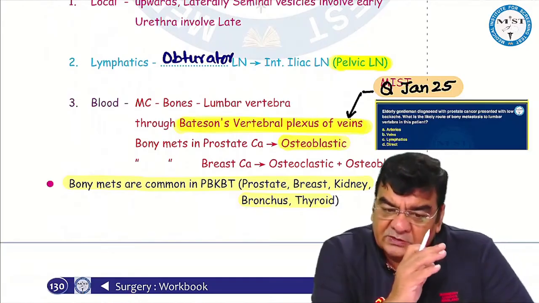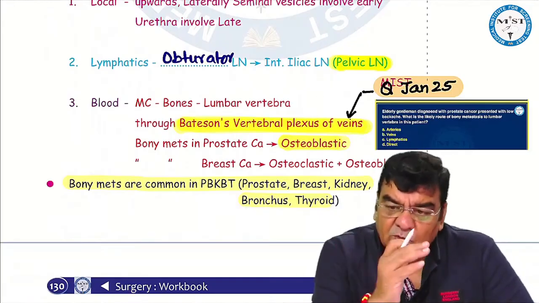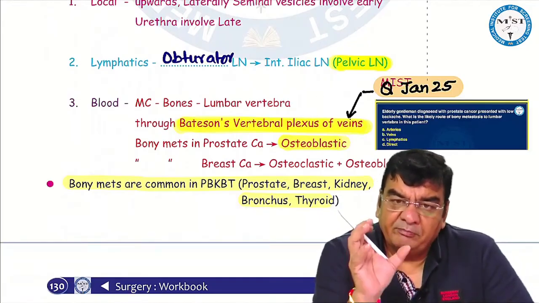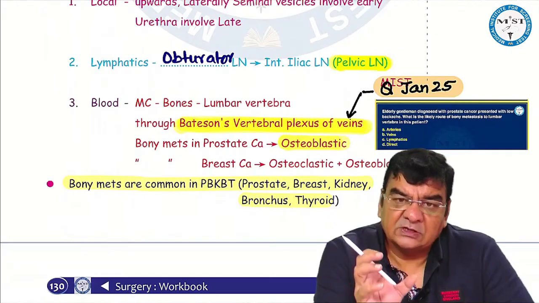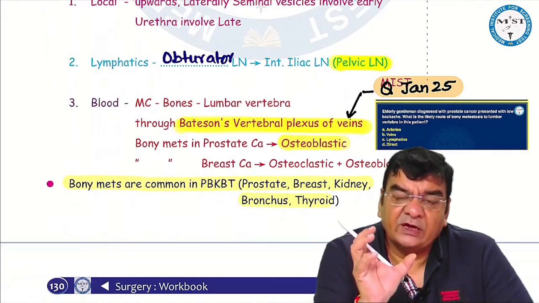Now, these prostate and breast cancers, they go to the lumbar vertebra through Batson's vertebral plexus of veins.